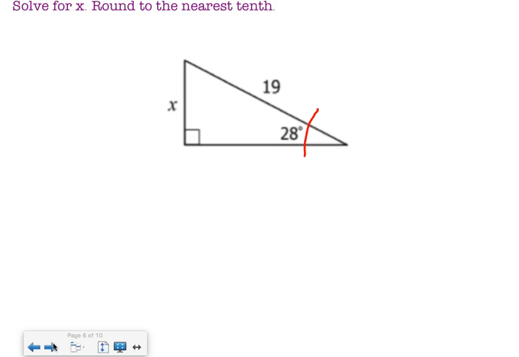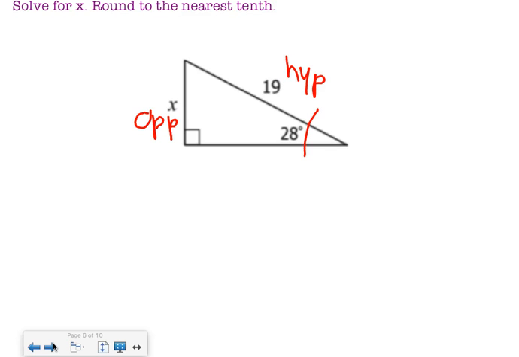So now we have to label the sides that we know something about. What's x with respect to this angle? Opposite. So you're going to put op. And then what's 19? Do you see how there's nothing on this bottom side? So don't even label it. Just leave it blank. So now from here, what trig function uses opposite and hypotenuse?